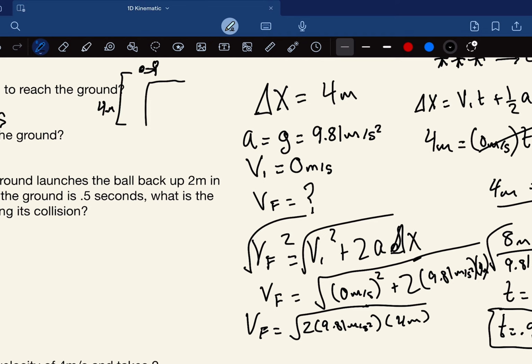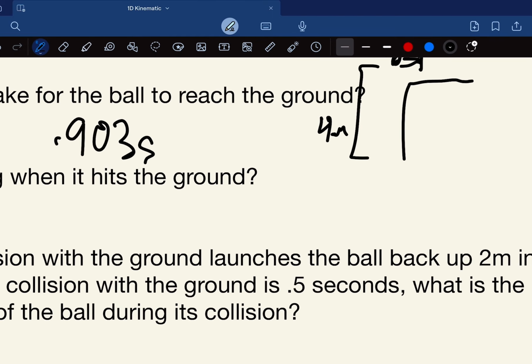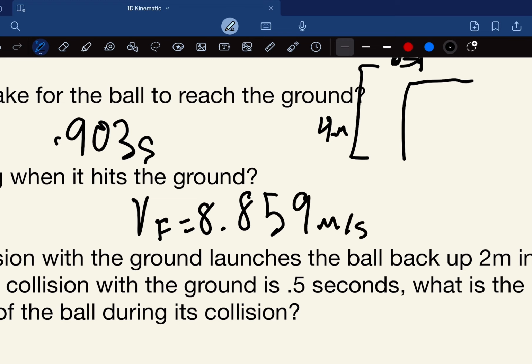And then let me plug this into our calculator. We get v_f equals 8.859 meters per second.